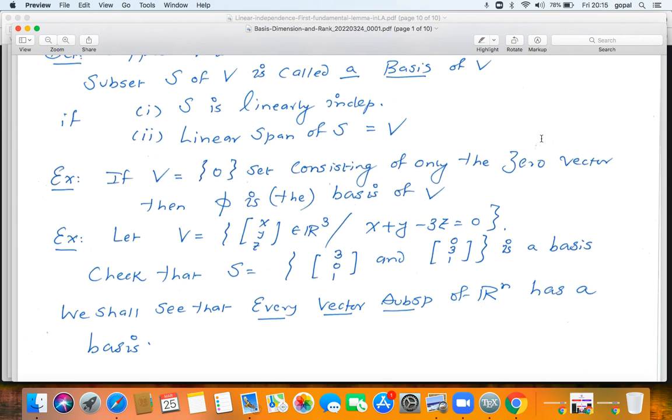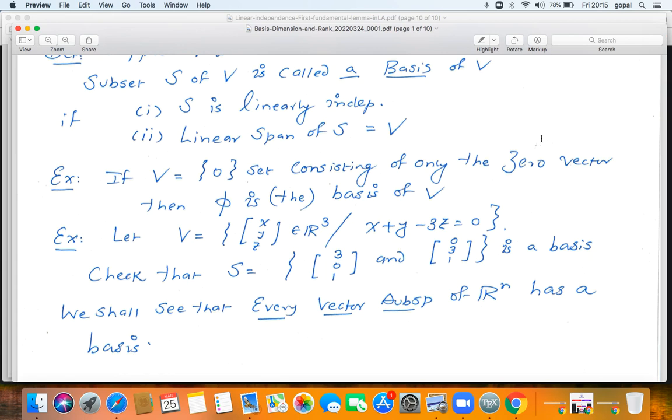We have checked that if I take S to be (3, 0, 1) and (0, 3, 1), then these two vectors generate V, that is, the linear span of S is exactly V. Are these two vectors linearly independent? They are linearly independent because neither of them is a multiple of the other, or you can algebraically check it.